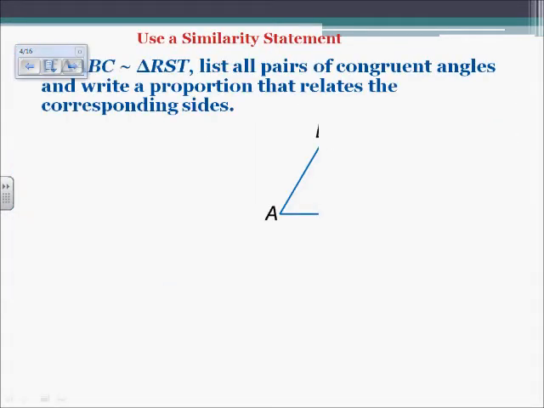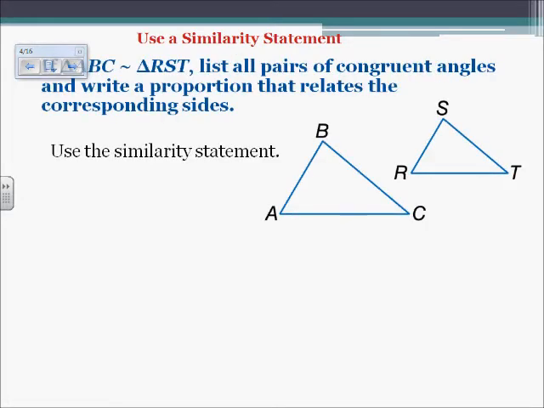Alright, use a similarity statement. So we have, if triangle ABC is similar to RST, list all the pairs of congruent angles and write a proportion that relates the corresponding sides. So we know that all the angles are congruent.